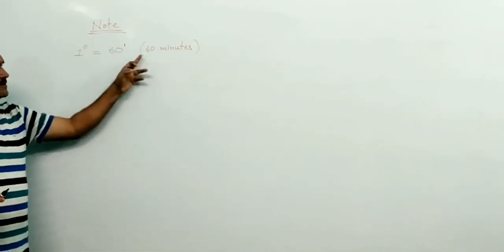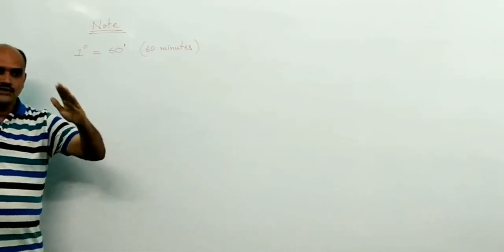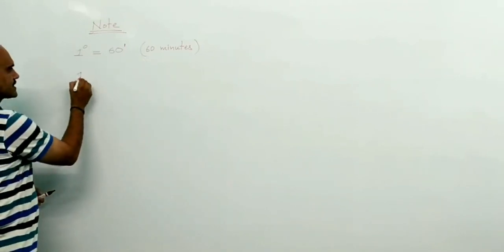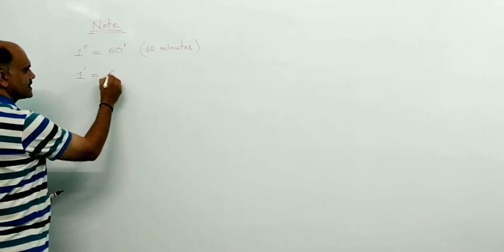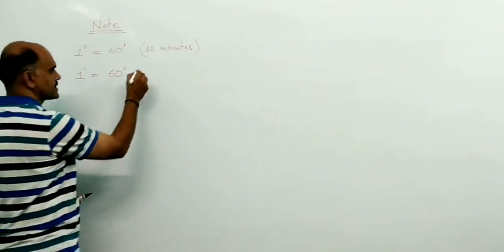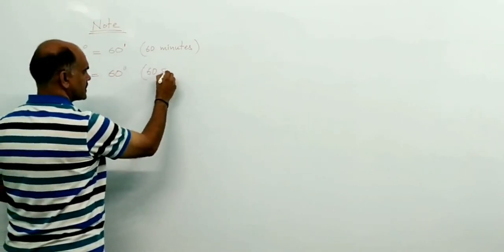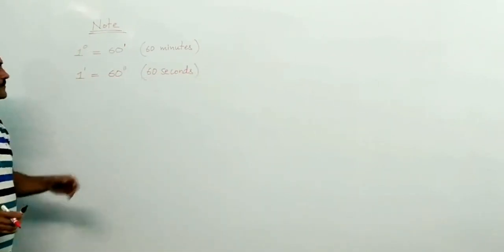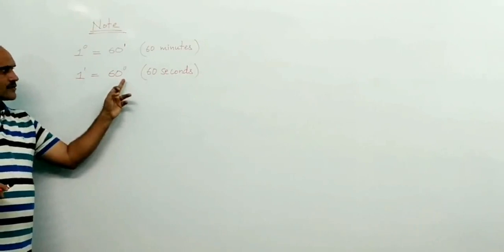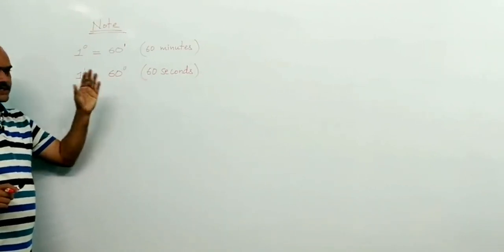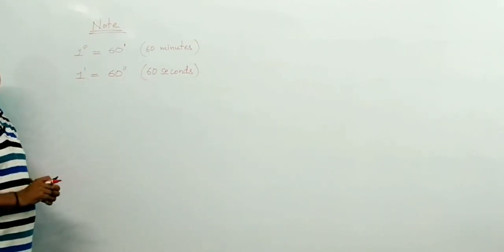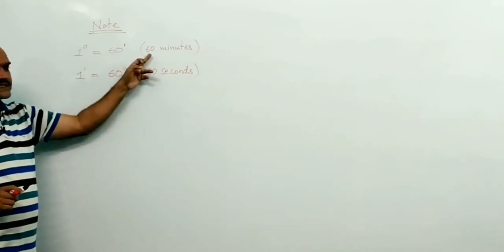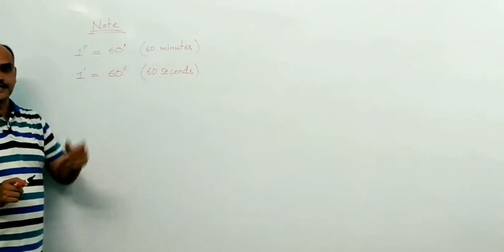And again 1 minute is divided into 60 equal parts and each part is called a second. So 1 minute is equal to 60 seconds, which means 1 minute is divided into 60 equal parts. So 1 degree is divided into 60 equal parts and each part is called a minute.